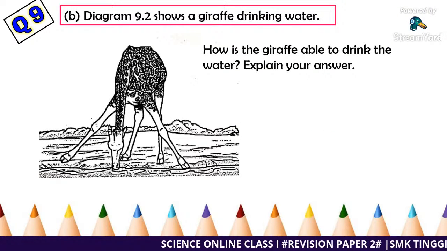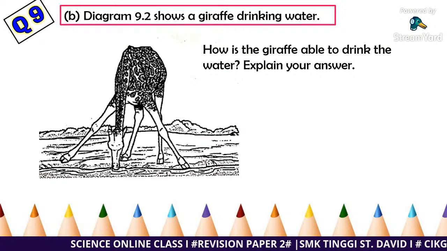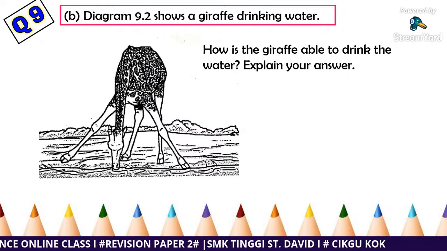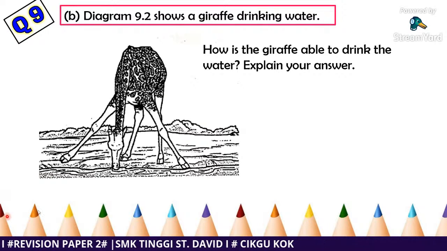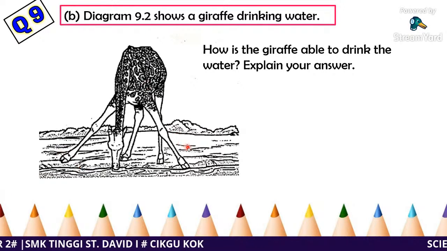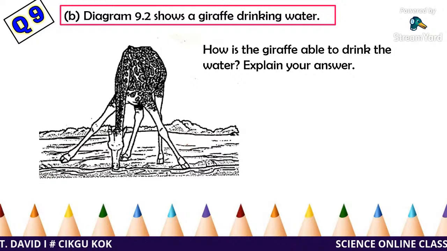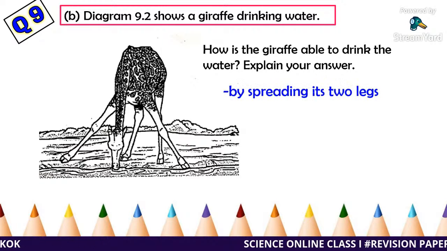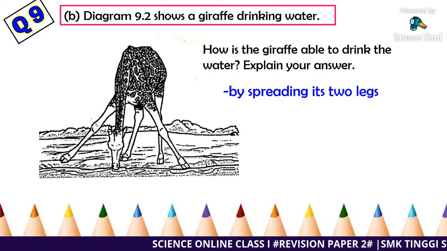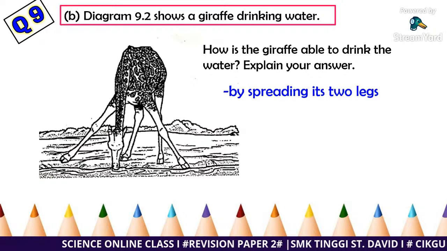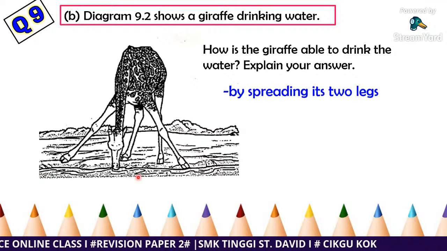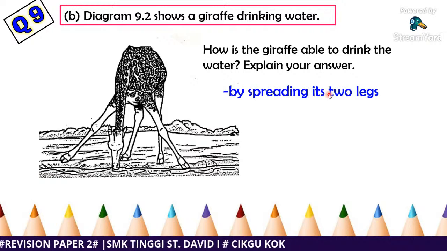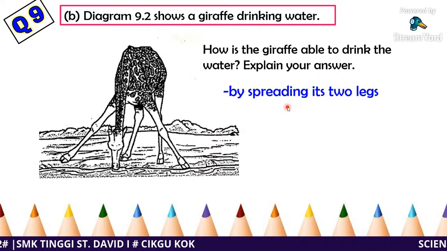Okay, then we go to number 2. How is the giraffe able to drink the water? Okay, can you see the diagram? The legs, they open wider already, is it? So how do they drink the water? That means they open the legs, become wider. Okay, the two legs spreading become wider. After that, the head can go down. Okay, explain why it becomes like this. Why they want to open the legs wider.